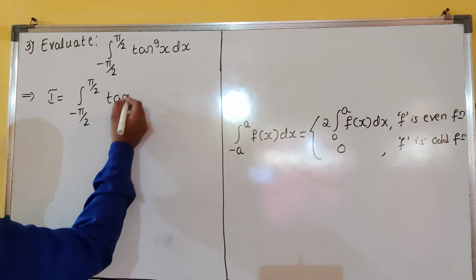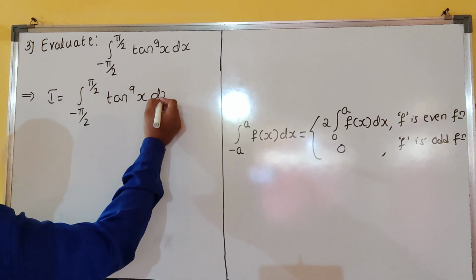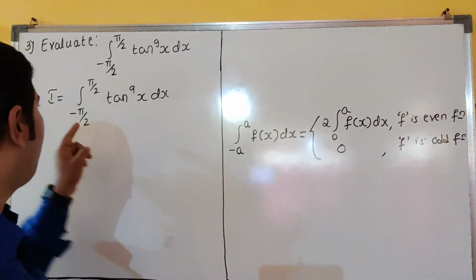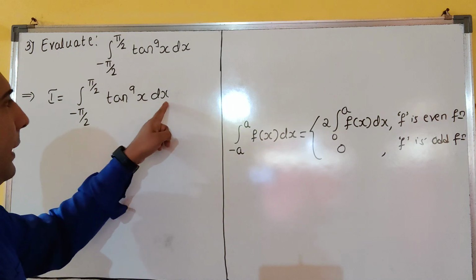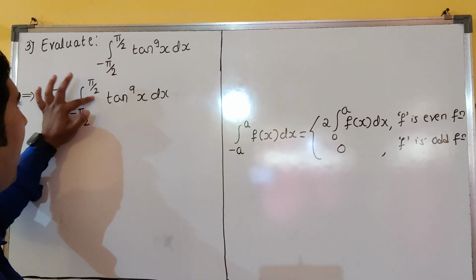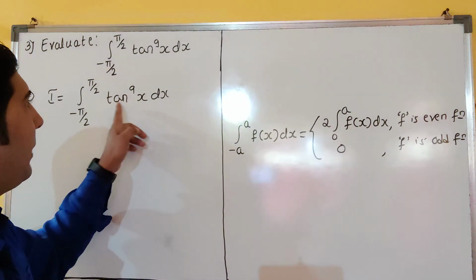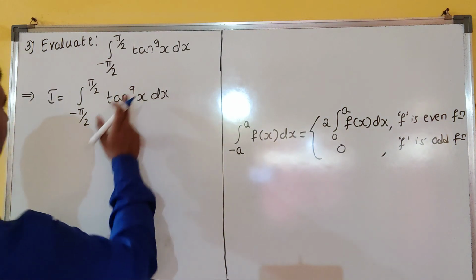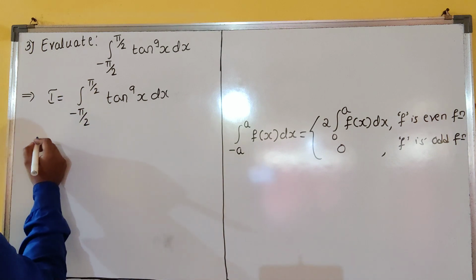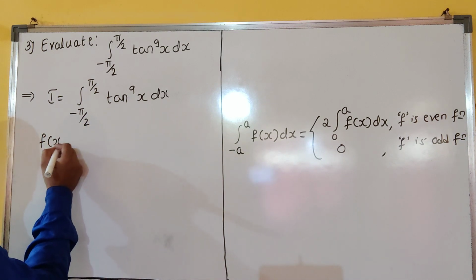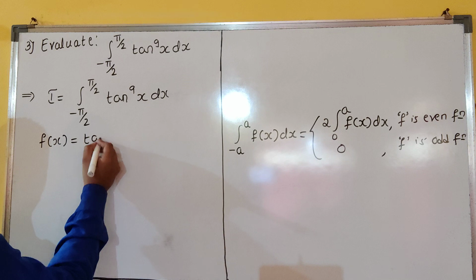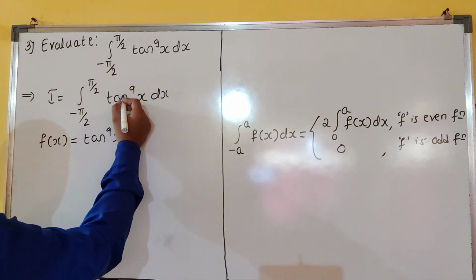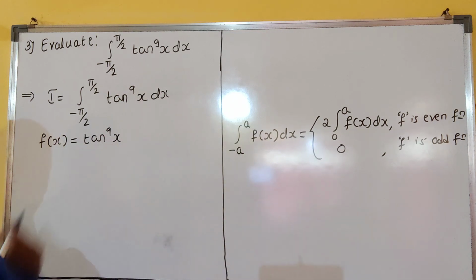Tan raised to 9x into dx. Compare again with the integral from minus a to a of f of x dx. Here a is pi by 2 and f of x is nothing but tan raised to 9x. Got it? So now f of x is what? Tan raised to 9x. Will you agree?